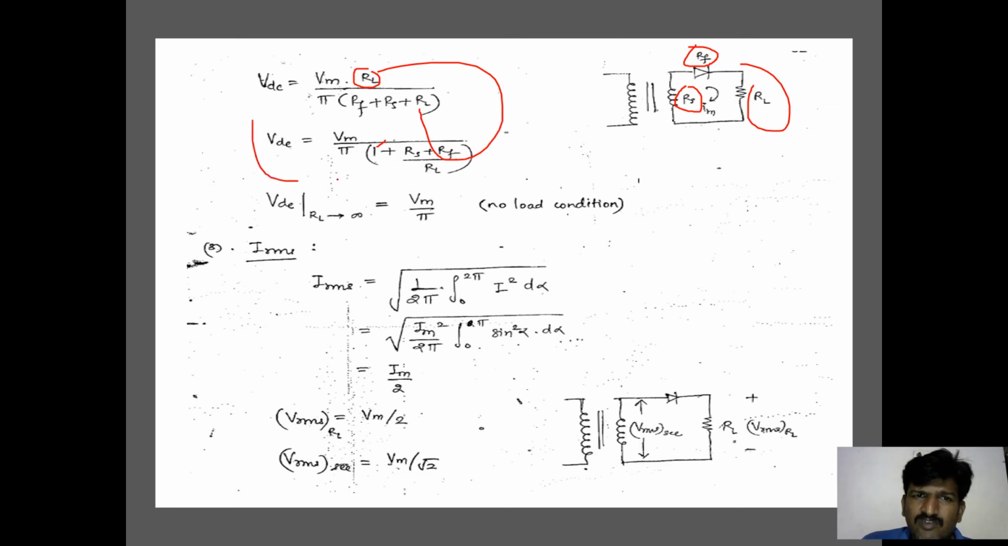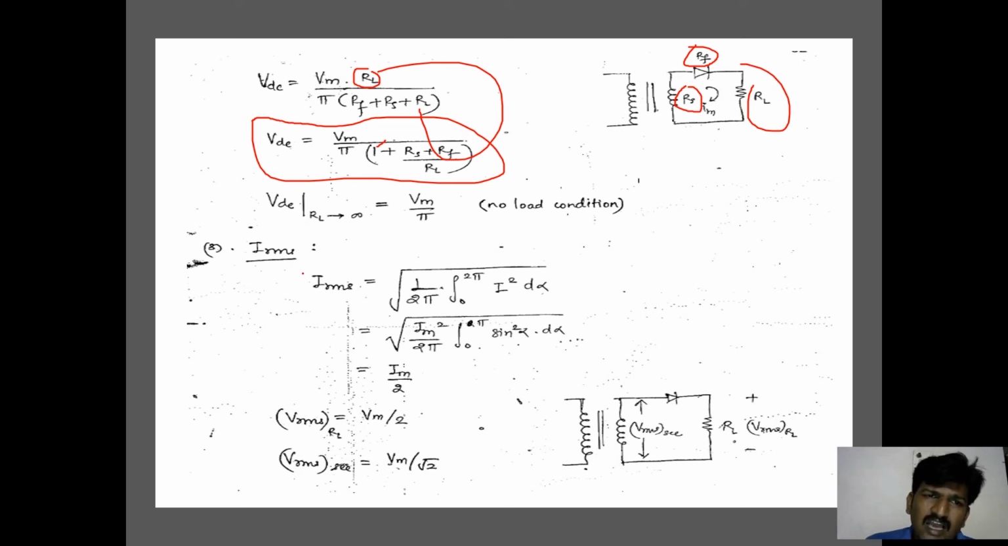This equation can be used to calculate the DC voltage when you consider RS, RF and RL. Suppose you consider RL is infinite, which means there is no load for the rectifier circuitry. When there is no load, the load resistor is an open circuit. Then what is the resultant DC voltage? It is equal to Vm by pi only.